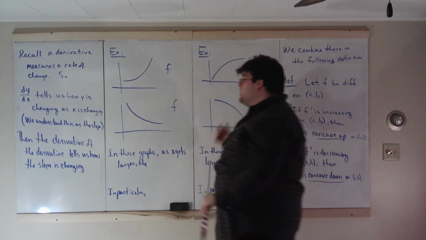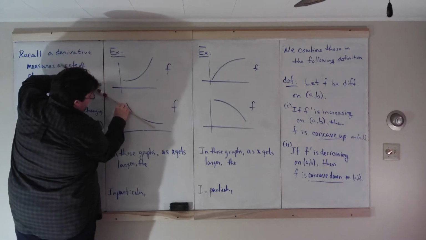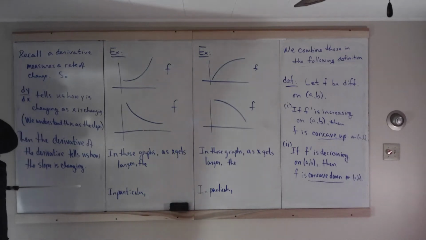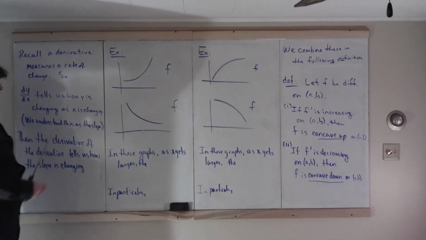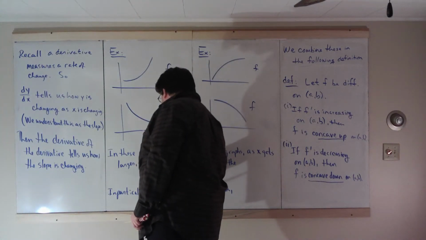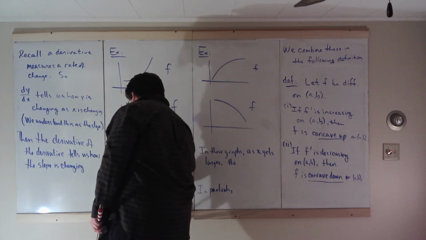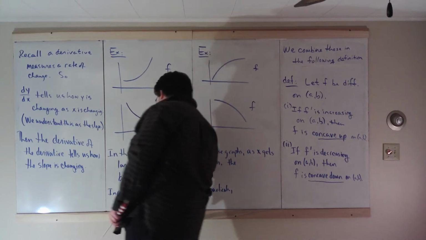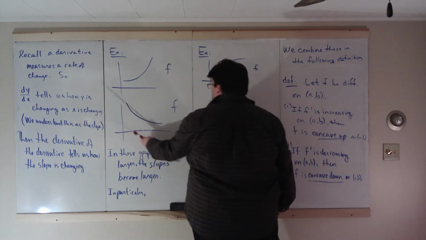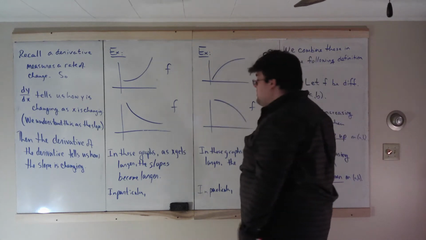The slopes of the tangent line are getting larger. Here, we start at a very negative slope and they get less negative. Well, in each case, the slopes of the tangent lines are getting larger. So in these graphs, as x gets larger, the slopes of the tangent lines become larger. One is starting as a small positive, getting more positive. One is starting as a large negative, getting less negative. In each case, the slopes of the tangent lines become larger.